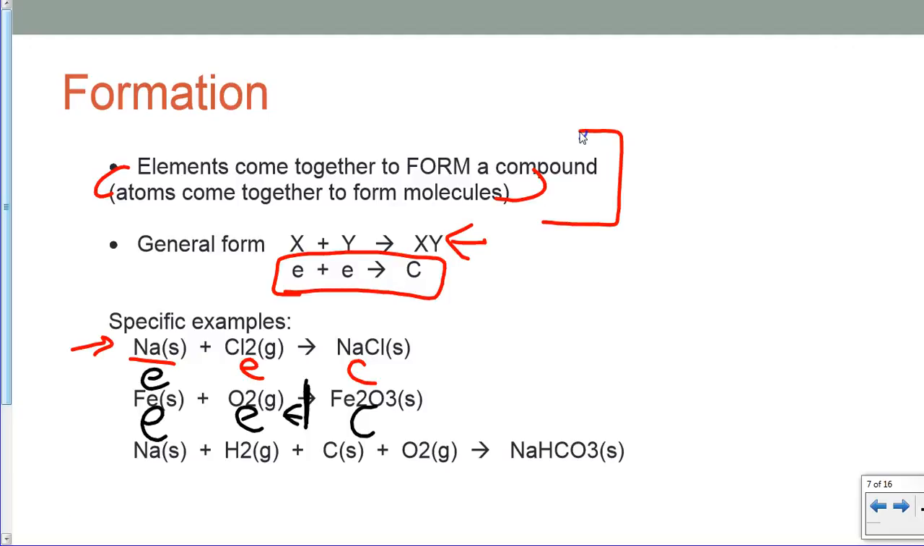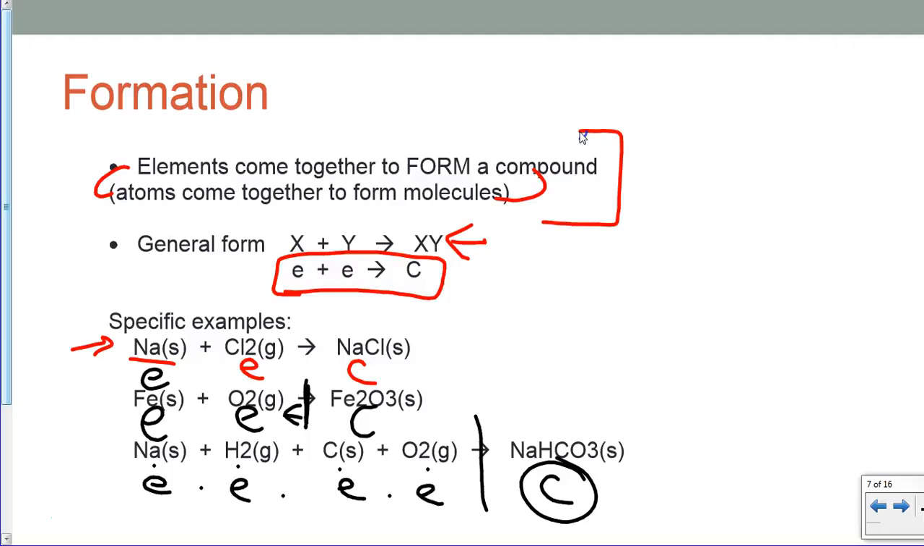Now this looks different than the first two because we have several reactants here. But as you notice, each one of the reactants we see here are all elements. And they are all coming together to form how many products? One giant compound. So again, we can still classify this as a formation because we have all elements coming together to form a compound.